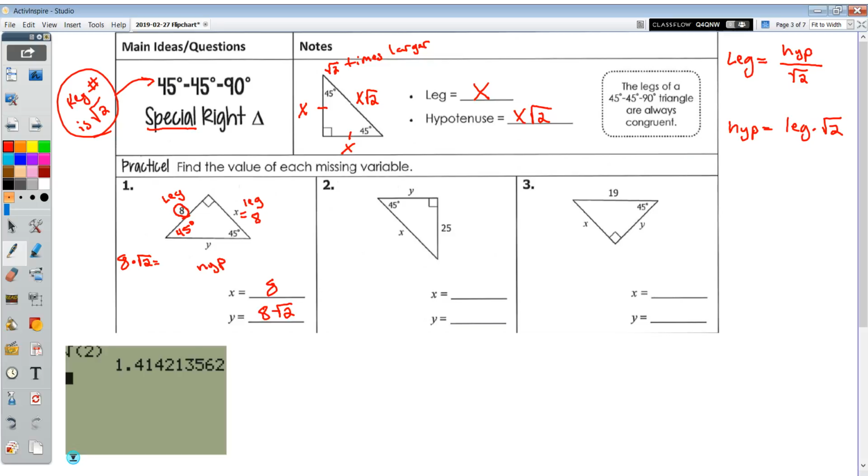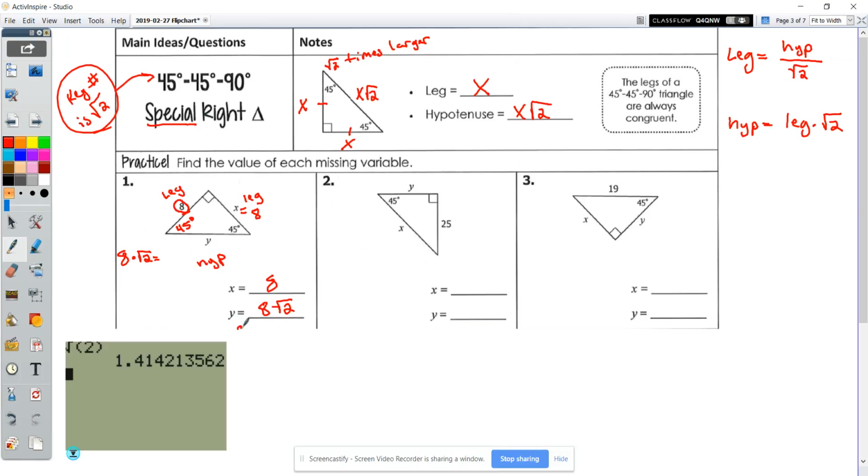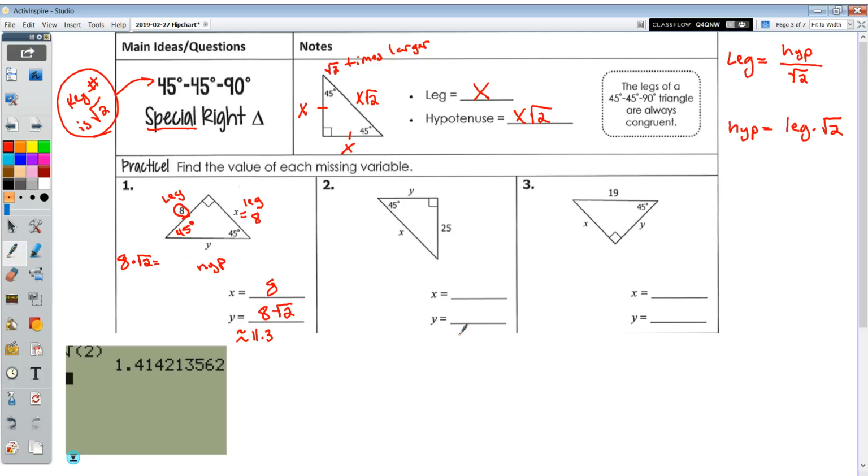Okay. If you did want to do it, you could do 8 times the square root of 2 equals, and so it's approximately 11.3, I think is what I had. 313. Okay, but you don't have to do this. We can just leave it like this.